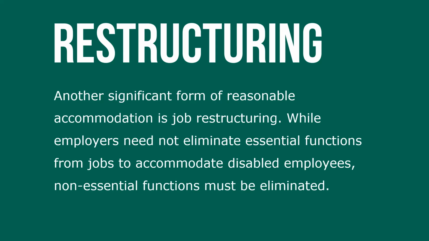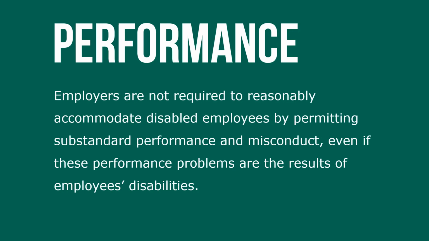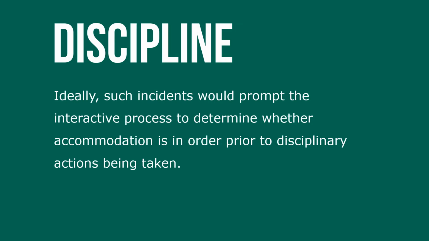Another significant form of reasonable accommodation is job restructuring. While employers need not eliminate essential functions from jobs to accommodate disabled employees, non-essential functions must be eliminated. Employers are not required to reasonably accommodate disabled employees by permitting substandard performance and misconduct, even if these performance problems are the results of an employee's disabilities. Ideally, such incidents would prompt the interactive process to determine whether accommodation is in order prior to disciplinary action being taken.